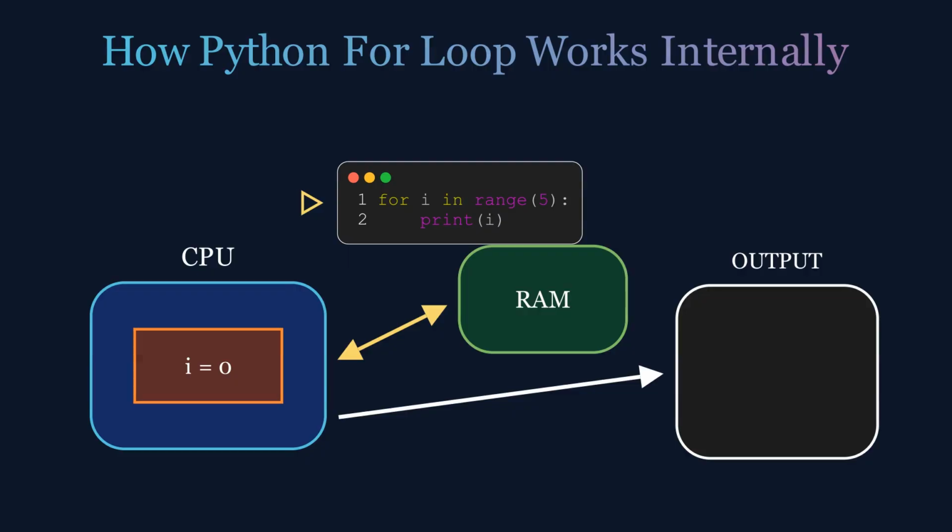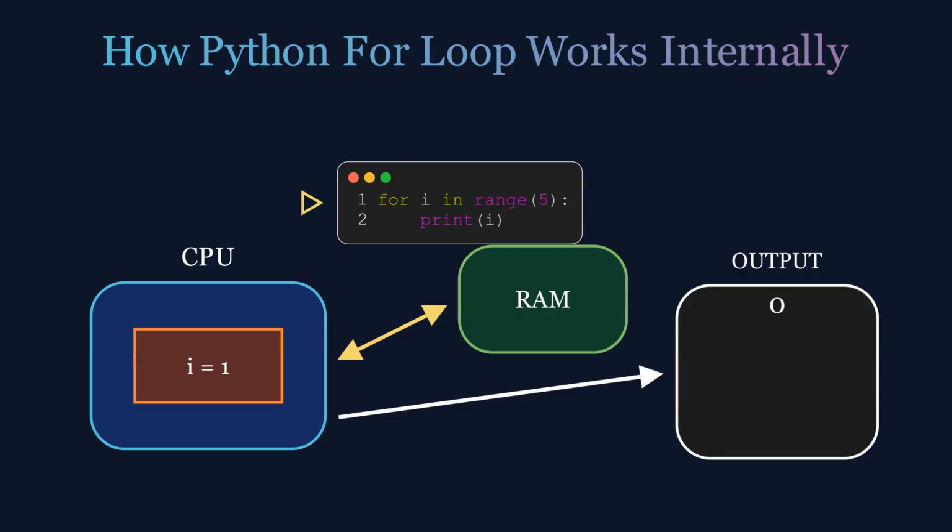The CPU sets the value of i to 0 inside the register. The value is stored in RAM. The CPU loads the value from RAM into the register. Then the CPU sends the value to the output terminal.